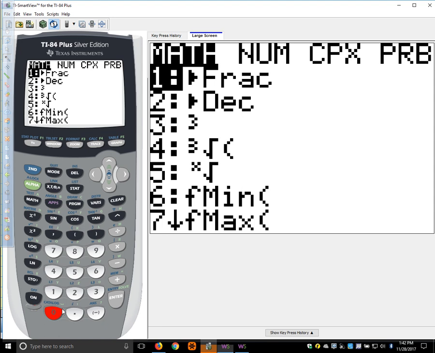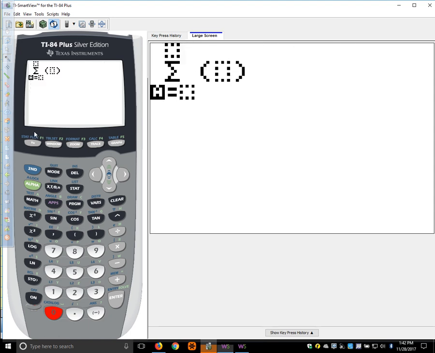If you have an older calculator, does anyone not have math 0 on their calculator? So you get like an equation solver or something? Okay, so for those of you that have the equation solver, I'll show you how to do this in just a second. It takes a little more work. But let's say we want to sum. No, I don't. Okay, so I'll show you how to do that in just a second.